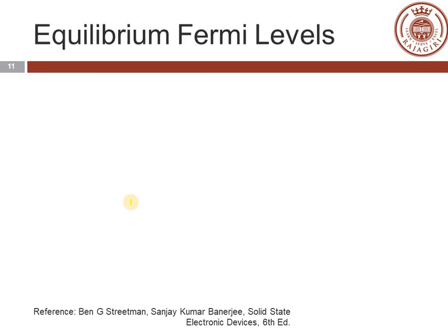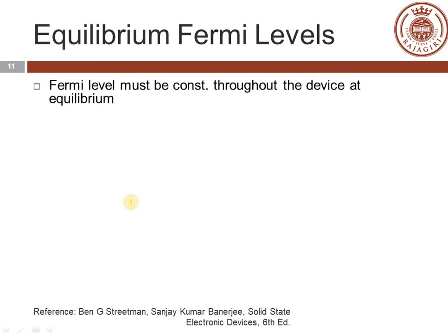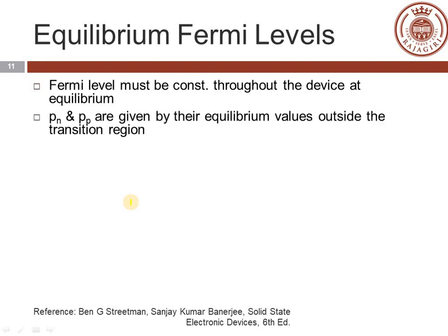Here we will be focusing on equilibrium Fermi levels. The Fermi level must be constant throughout the device at equilibrium. As we have seen in the previous energy band diagram at equilibrium, we will be having only one constant Fermi level throughout the pn transition or entire region. Now pn and pp are given by their equilibrium values outside the transition region. pn is the equilibrium hole concentration in the n region, and pp is the equilibrium hole concentration in the p region.